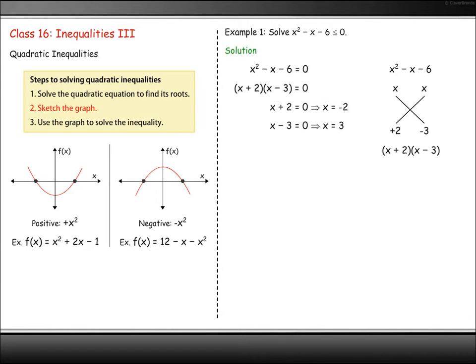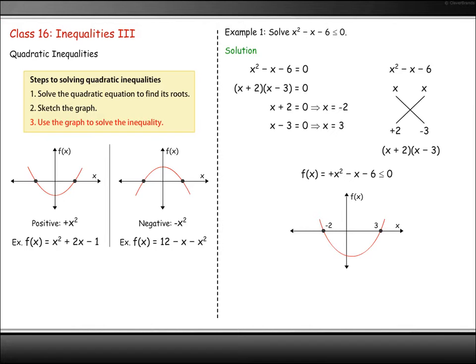Step 2. Sketch the graph. The function has a positive coefficient for x squared. The graph is U-shaped. The roots or intercepts are minus 2 and 3.